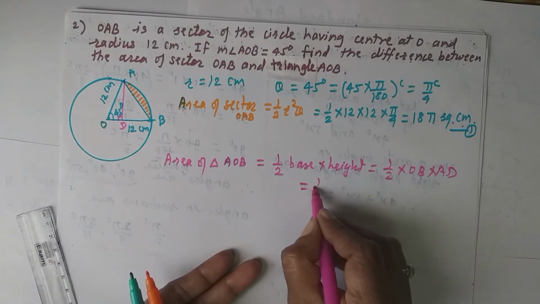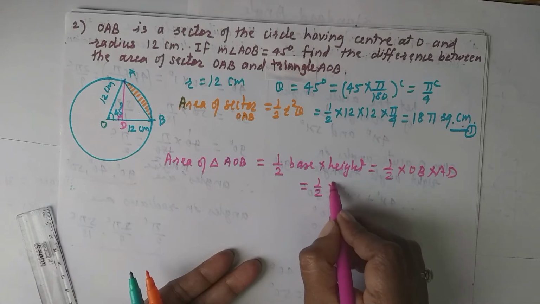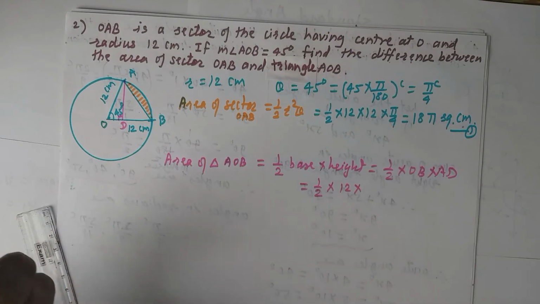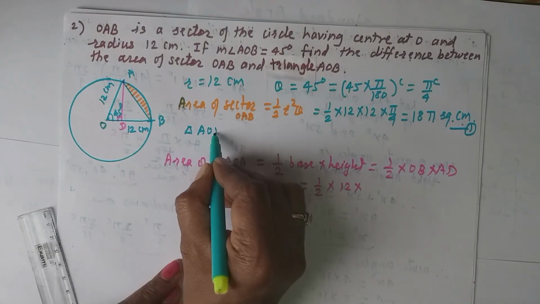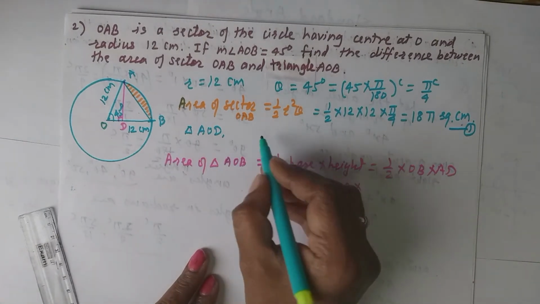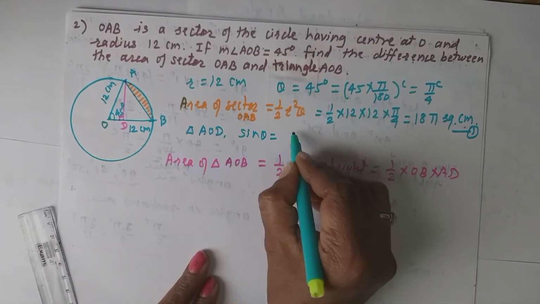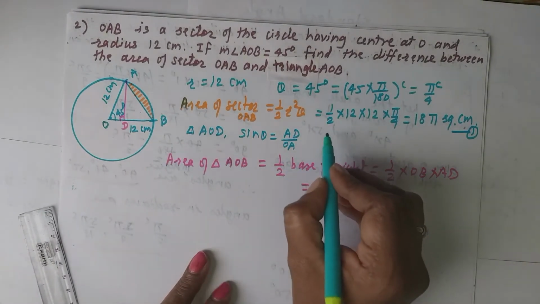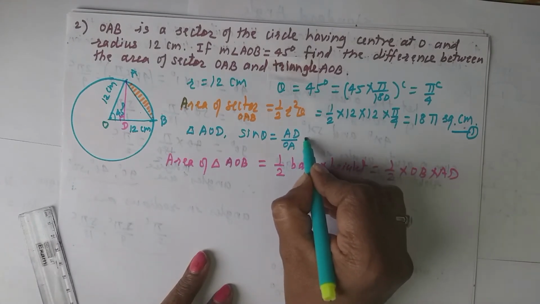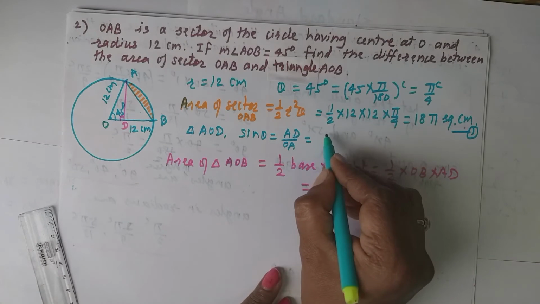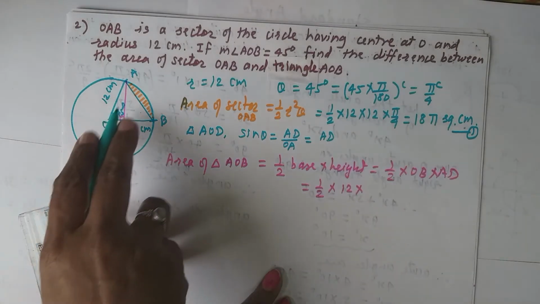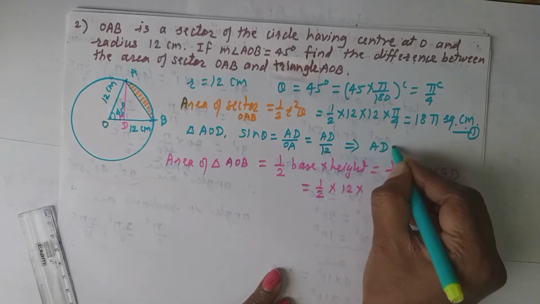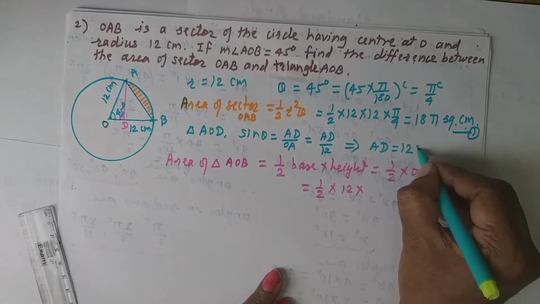I know here the base OB is nothing but a radius, and that is 12. But I don't know what AD is here. For that, consider this triangle AOD. In this triangle, what is sin theta? Sin theta means opposite side divided by hypotenuse. I will get sin theta is equal to AD divided by OA. What is OA here? Radius, that is 12. And in this way, I will get AD is equal to 12 sin theta.